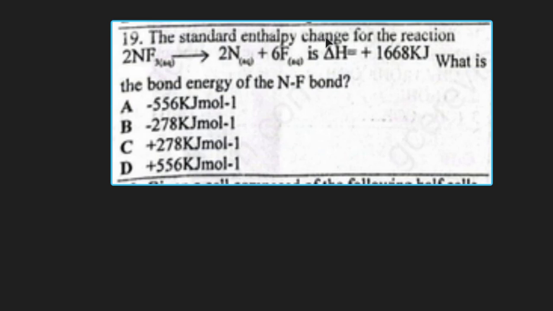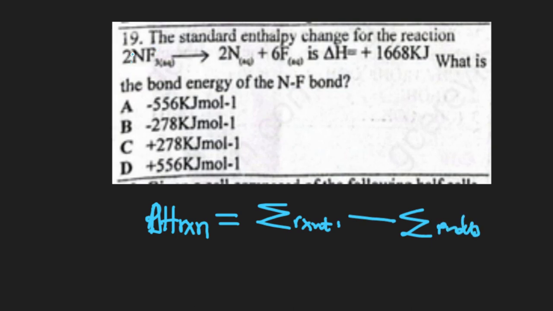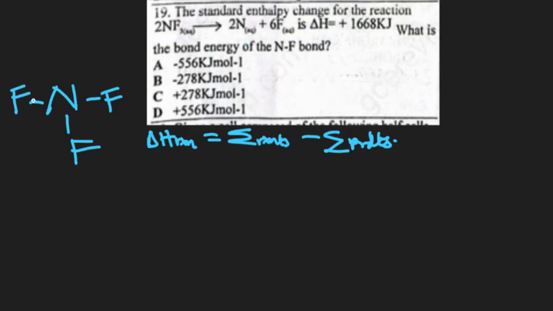Question number 19. The standard enthalpy change for the reaction nitrogen fluoride giving us nitrogen plus fluorine is 1668 kilojoules. What is the bond energy of the NF bond? So in order to calculate bond energy, we simply need to talk about enthalpy of reaction. Enthalpy of reaction, given different bond energies, equals the sum of the bond energies of reactants minus the sum of the bond energies of products. So in this case, we look at the reactants and the products. So for the nitrogen fluoride, we have nitrogen to fluorine 3 bonds, and there are two molecules of nitrogen fluoride.